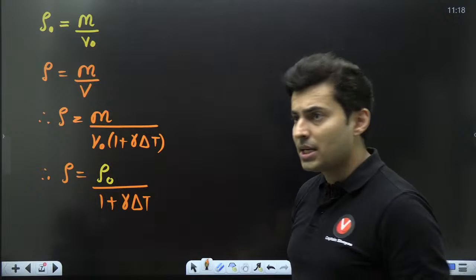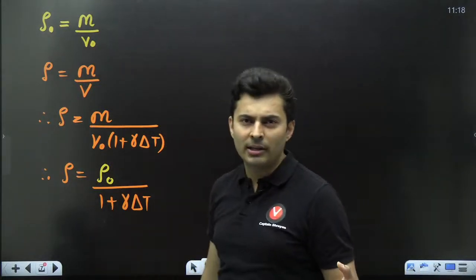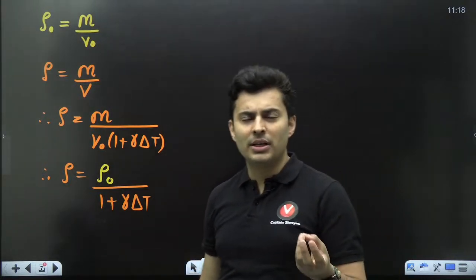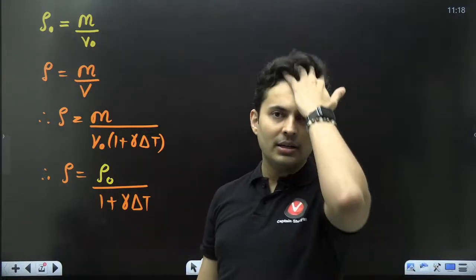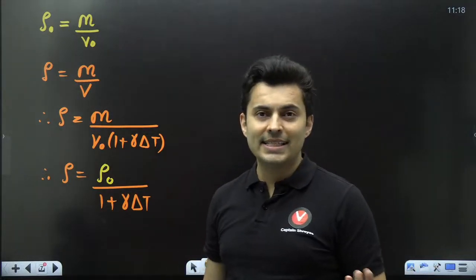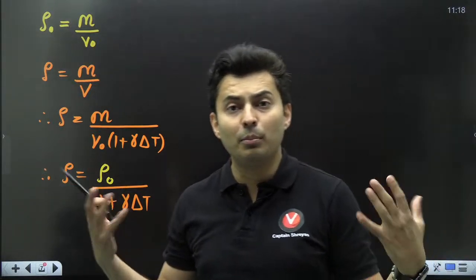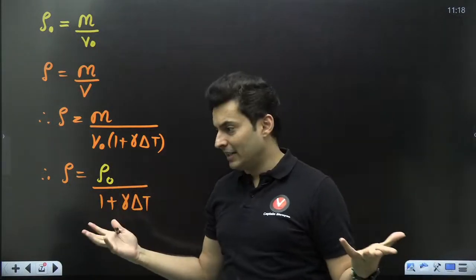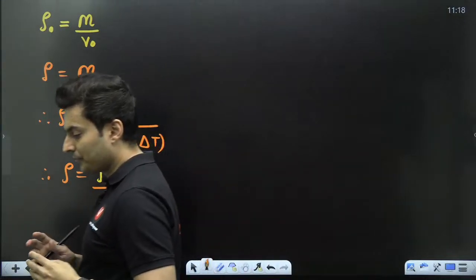But remember one thing, these gamma, alpha, beta values are usually very small, and temperature change is also very, very small, like 10 degrees, 20 degrees, maximum how much? 100 degrees. We do not take 500-600 degrees Celsius change, because if that much change happens, maybe the object might even burn, might be turned into ashes, might just melt. So usually the temperature changes are decently small.